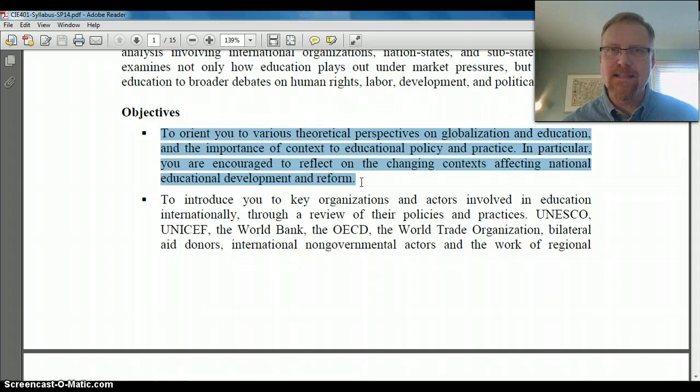This is what this class does. It gives you that insight. It takes you sort of behind the curtain so that you can see a little bit about why various things happen, why education works the way it does, how globalization is a part of that, and why contextualization is so fundamental and important to our field.